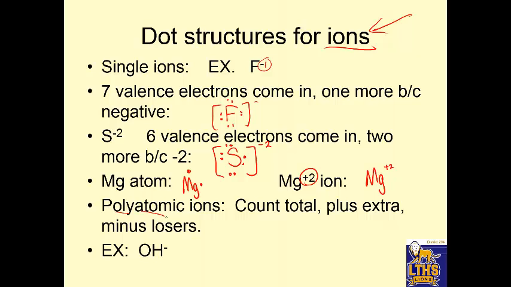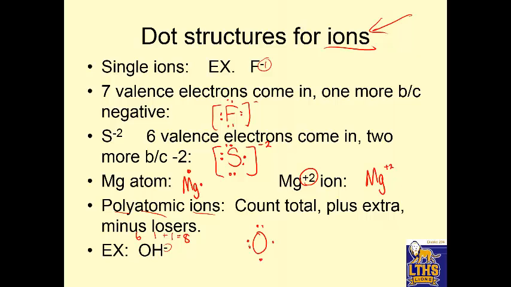Polyatomic ions. Poly means many. Polyatomic ions means lots of atoms in this ion. Okay. Here's an example. OH-. So the O brings in 6 electrons. The H brings in 1. But this means there's an extra electron. So we have a total of 8.